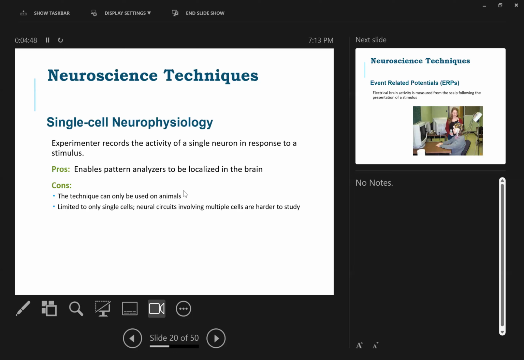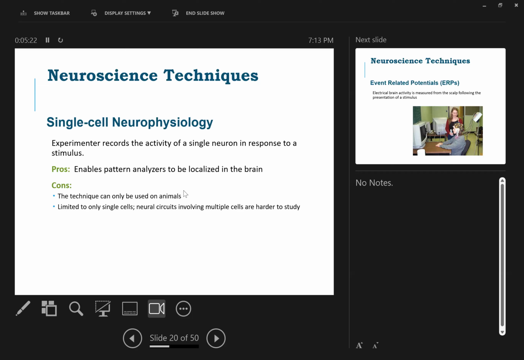So what are the pros of such an approach? Well, it gives you a very fine-grained idea of what patterns are being detected by different cells. Like, what does this cell care about? This is a very specific localization of function. We're saying, okay, this is a specific cell that I put my electrode next to, among these tens of billions of cells, that does this. So it gives you that, to the extent that you could believe it.